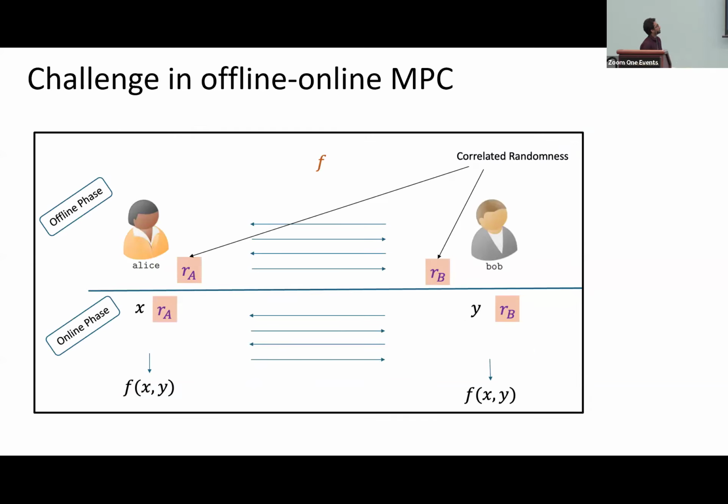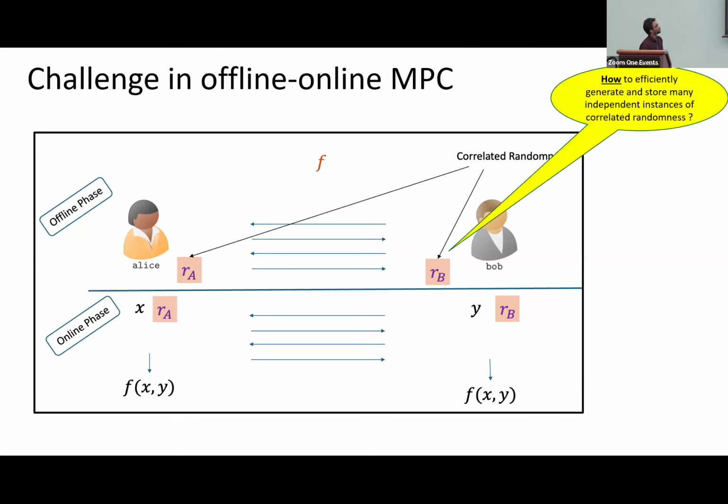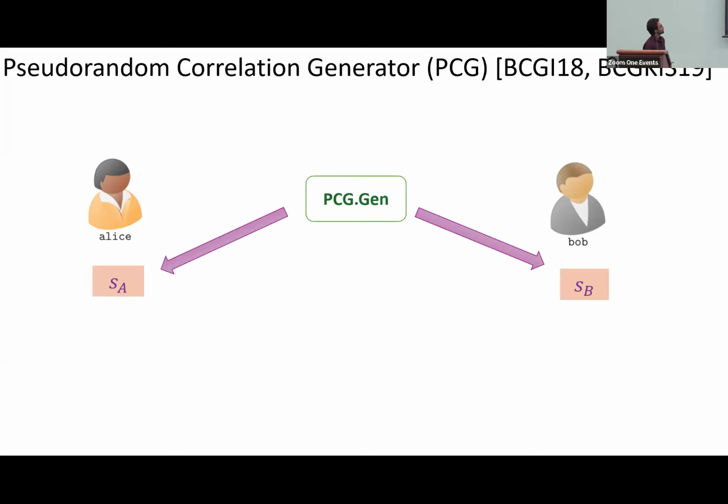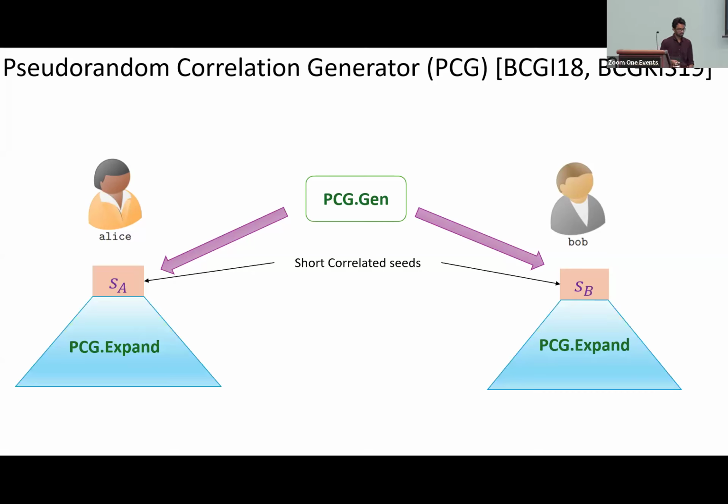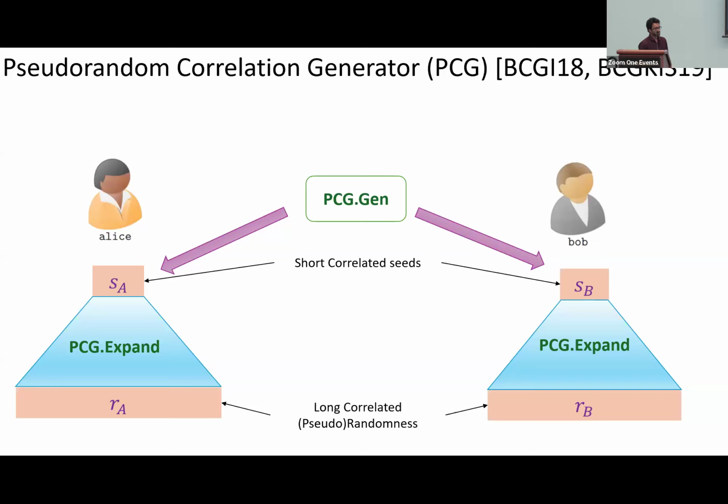A central question in this offline-online MPC paradigm is how do we go about efficiently generating and compactly storing many independent instances of such correlated randomness? A nice approach to this question is via designing objects called PCGs, short for pseudorandom correlation generators. Think of a PCG as a distributed form of a standard PRG, where we have some Gen procedure which will distribute short correlated seeds across two or more parties. Then the parties can expand this seed into long pseudorandom correlated strings.